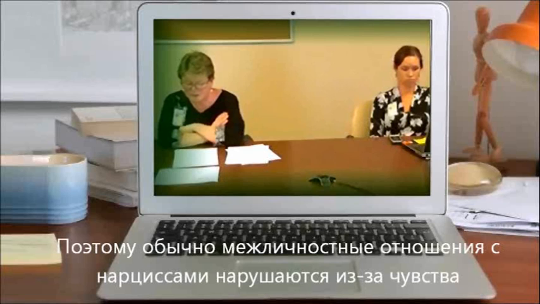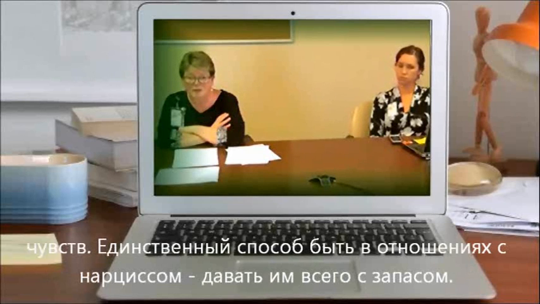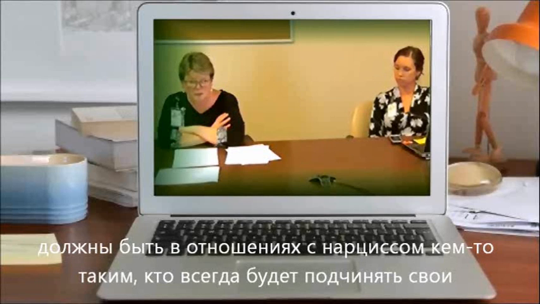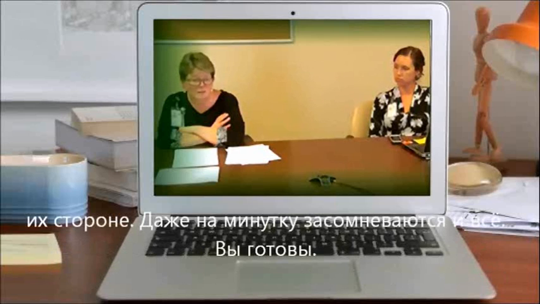So usually with a narcissist, interpersonal relationships are impaired because of the problems of entitlement, the need for admiration, and the disregard for sensitivity of others. The only way to be in a relationship with a narcissist is to give them absolute supply. They will not tolerate dissent. It won't be allowed. So you have to be somebody in a relationship with a narcissist who is always going to subjugate your needs to theirs, always make it clear how much you admire them, always stand on their side, on their perspective. The minute you even seem to be cracking, you're done.